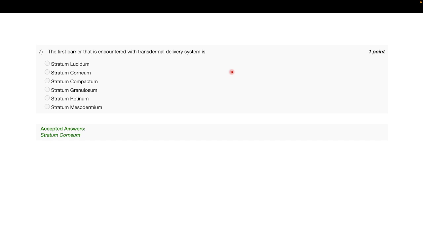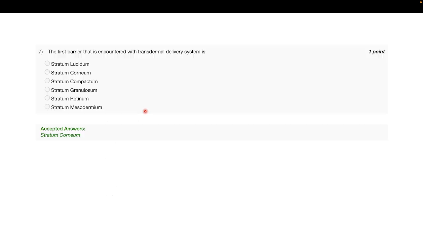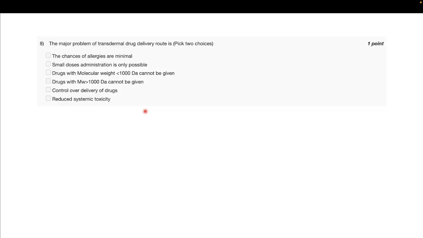Okay. Yeah, you're correct. The correct answer is stratum corneum. As I said, this is the layer made of dead cells and lipid molecules, which then creates a barrier for the transdermal route. So this is the first barrier that is encountered for this particular route of delivery. So yeah, there's no explanation here. Pretty straightforward.